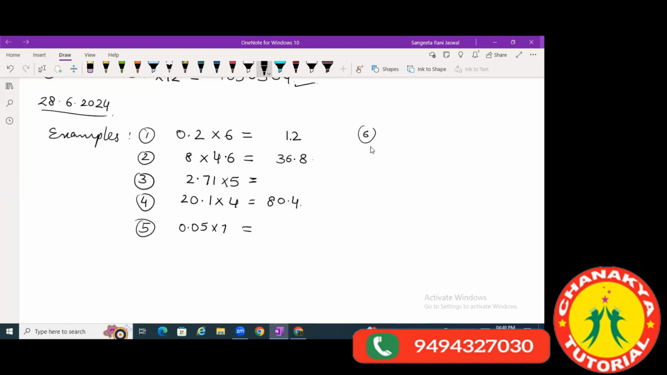He posted the answer in the chat. 13.55. Is that right? Yes, ma'am. Okay, good. I got the fifth answer. Yes, beta. Okay, Neha, what is the fifth answer? 0.35. 0.35. Good, very nice. I also got the same. Very good, Bhavesh.